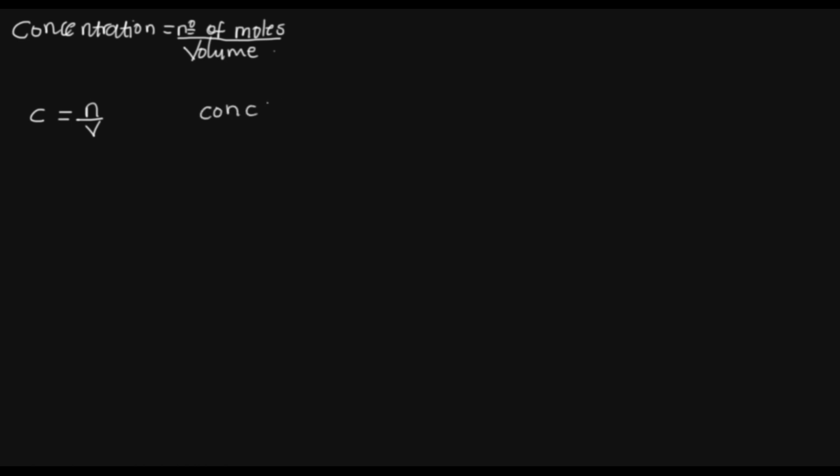Concentration should be measured in moles per cubic decimeter. For n, the number of moles, it should just be measured in moles. Then for the volume, make sure that the volume is in cubic decimeters. So in a case where you are given volume in cubic centimeters, you need to convert from cubic centimeters to cubic decimeters. Now from there, let's look at the relationship between concentration and number of moles.